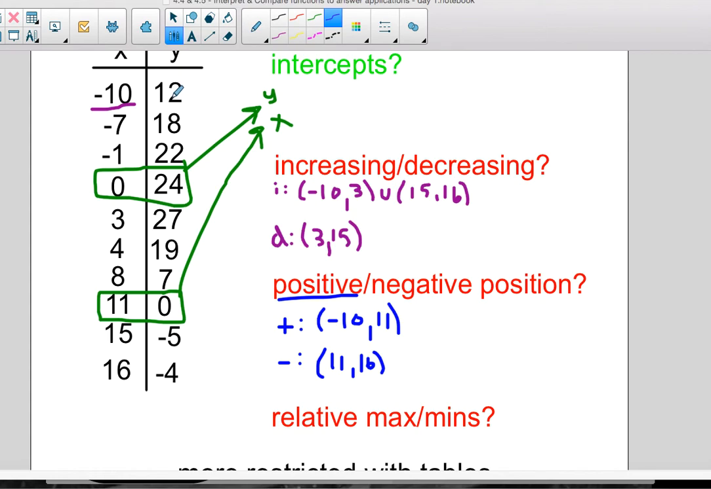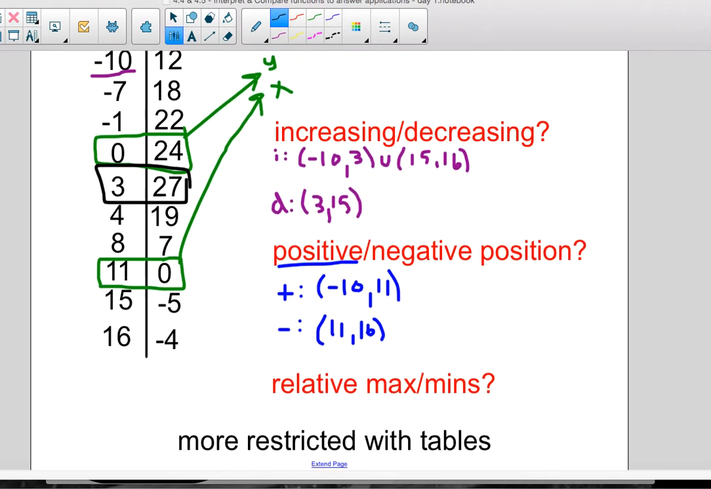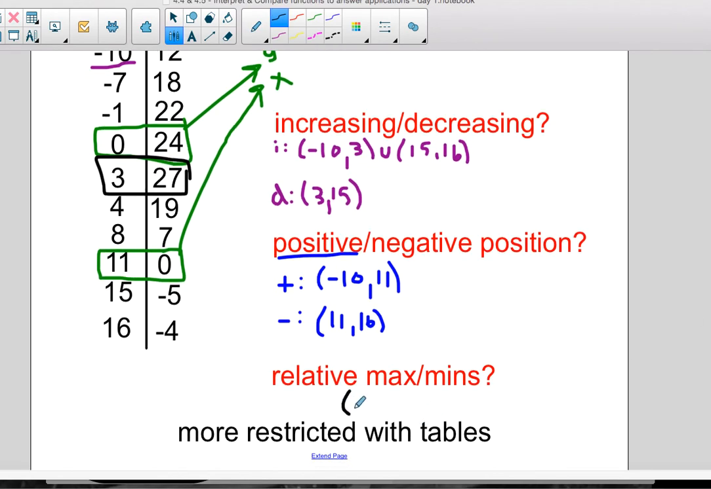So I can pick those out, and again, it's based off my increasing and decreasing positions. It's 12 to 18 to 22 to 24 to 27, and then down. So it went from 24 to 27, and then after 27 went down to 19. So this is going to be, use a different color, 3 comma 27 would be the relative maximum, right? That is the highest spot I have relative to the other spots. So 3 comma 27 would be a relative max. And then I'm going down after that, 19, 7, 0, -5.